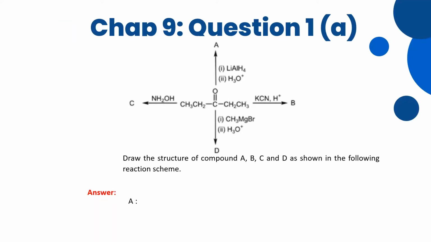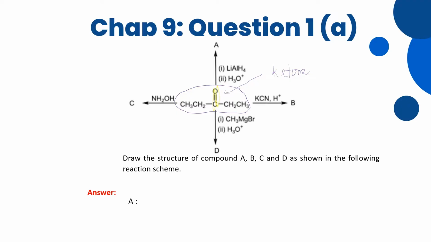Okay, first of all, we need to look at what kind of compound we have here. Since you have a C double bond O group, this is what we call carbonyl, and we can confirm that this is a ketone. So the ketone is undergoing some reaction.